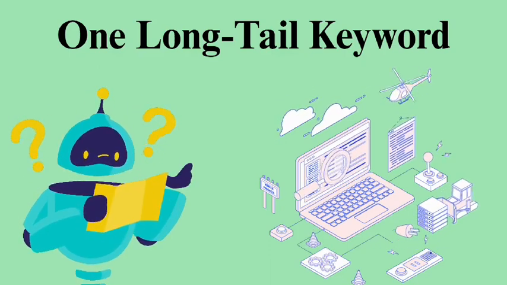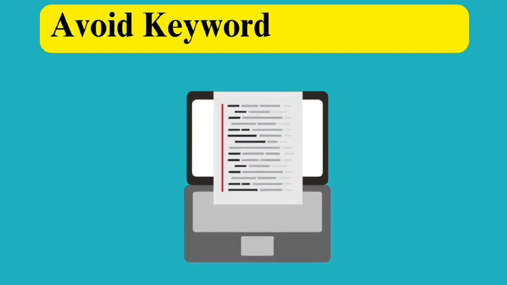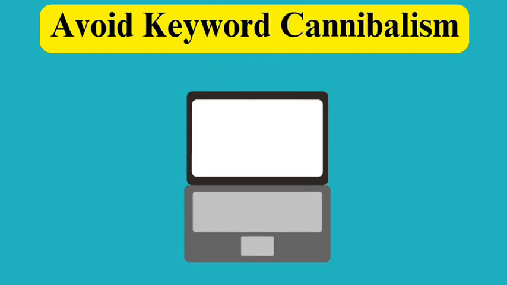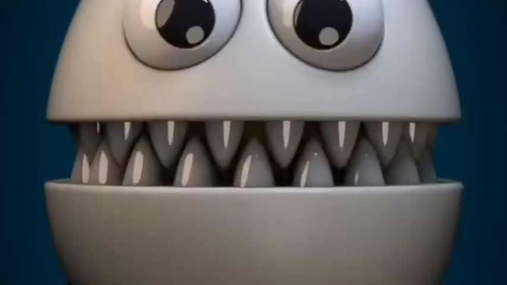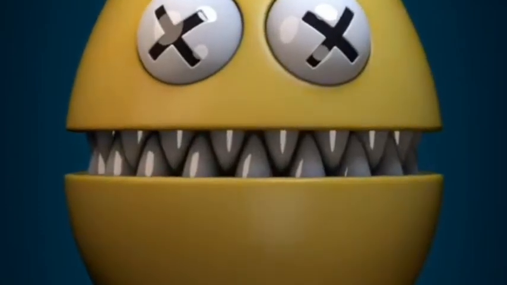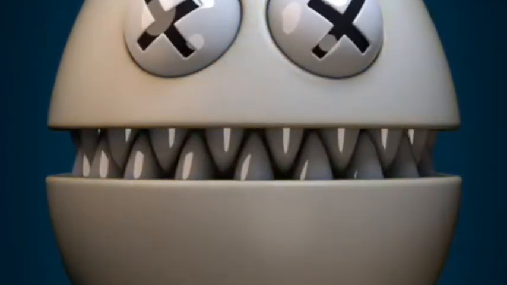Next one is, if there are some pages on your website whose titles are the same, then you have to write their titles differently. Again, as I told you, we don't want to do keyword cannibalism. Keyword cannibalism means when more than one web page of our website is trying to rank on the same keyword. Google will not accept it, never.